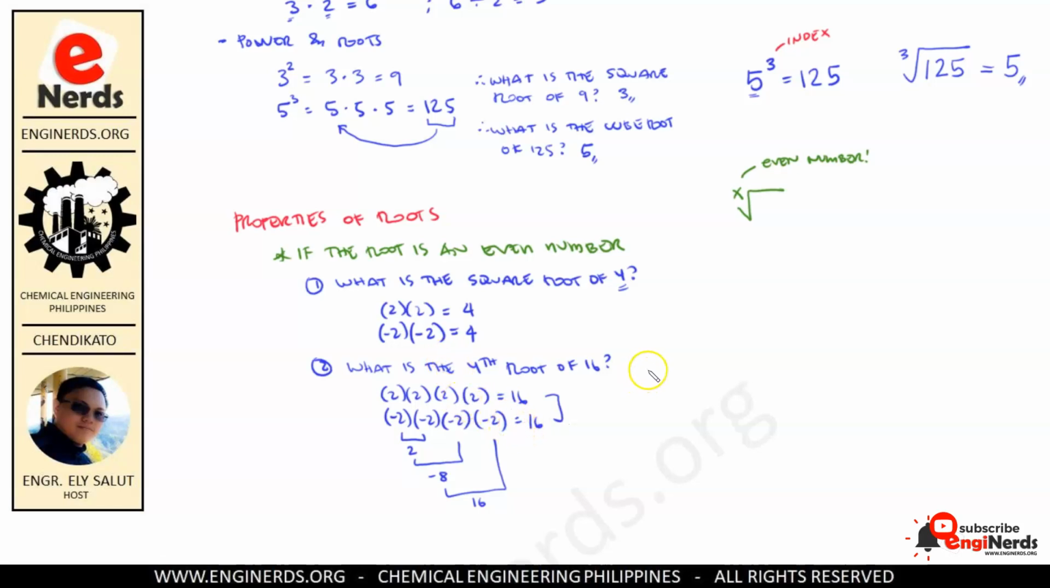Therefore, we can conclude from these examples that if the root is an even number, you will have two roots. You will have a positive root and you will have a negative root. And take note that this positive root is what we call the principal root.